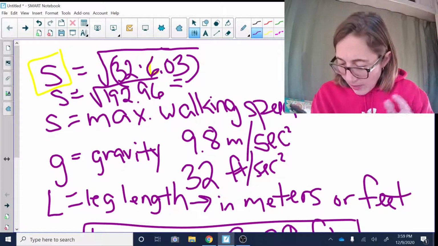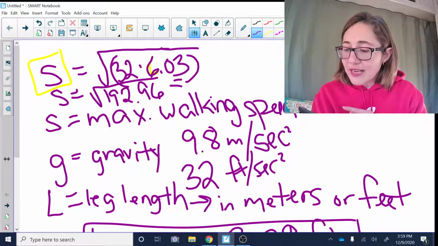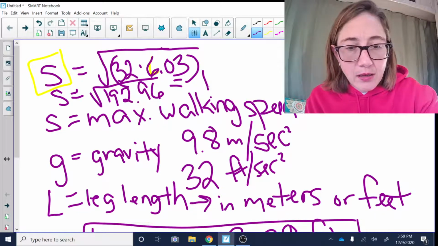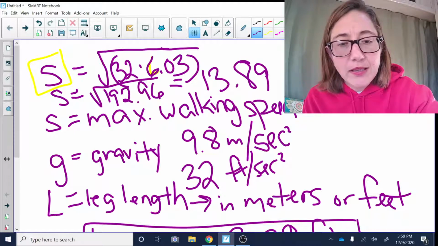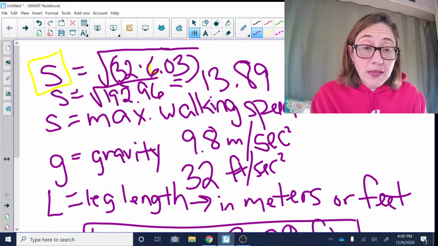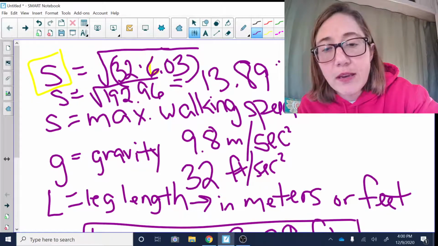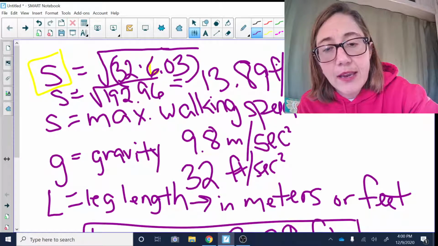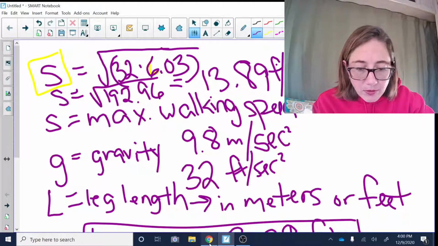Okay, so S equals the square root of 192.96. So let me go ahead and square root that then. That is 13.89. Since they had 2 decimal places, I think I'll keep 2 decimal places. 13.89, that would be in feet per second, would be the label on that. So feet per second. That's how fast that giraffe can walk. Almost 14 feet per second.